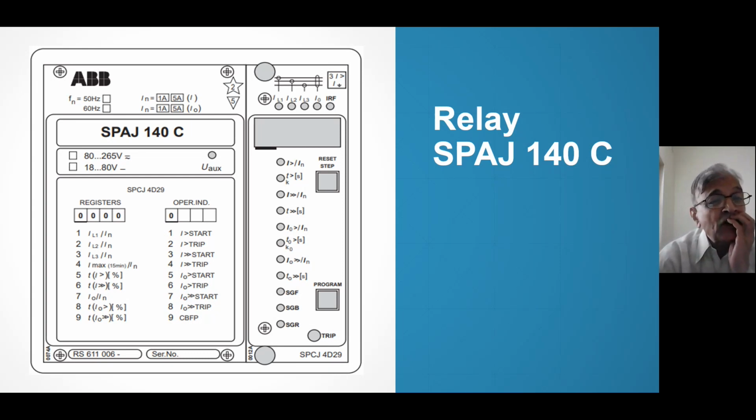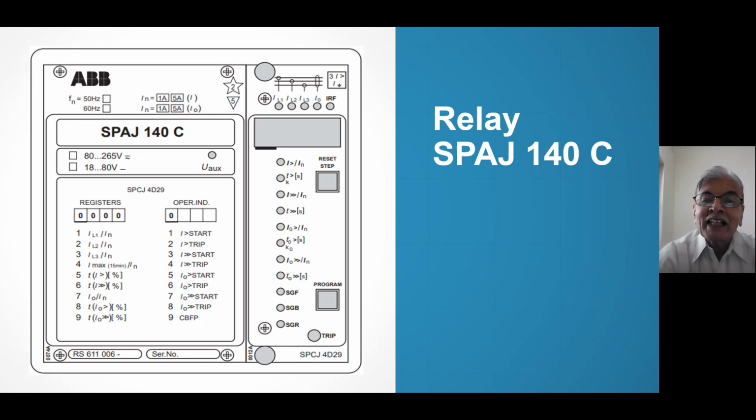The auxiliary supply available is 80 to 265 volt AC or DC, anything you can use. Reset push button is shown. The program push button is shown, right?